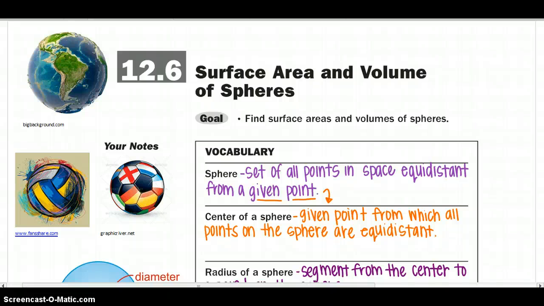Welcome back to Chapter 12. We are in Section 6, and we're going to look at the surface area and volume of just a sphere today. So remember, the surface area is in units squared, and our volume now will be in units cubed.